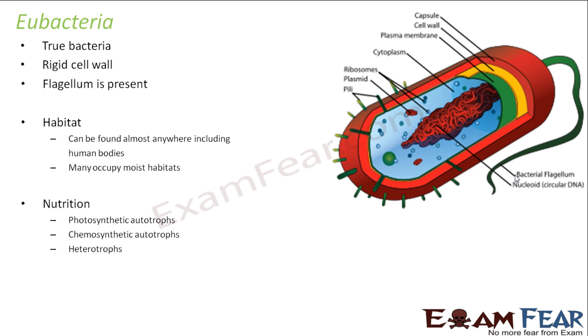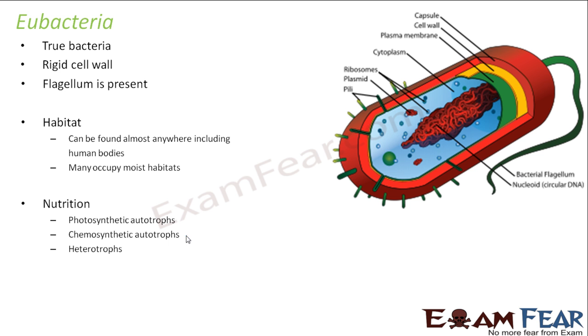Similarly, when I talk about nutrition, they can be photosynthetic autotrophs. Some of them are chemosynthetic autotrophs. Some are heterotrophs as well. So when I say photosynthetic autotrophs, they make their own food with the help of light. Chemosynthetic, they make their own food, but they do not use light energy. They use energy of inorganic substances which contain substances like sulfur and nitrogen, and then produce their food from that.